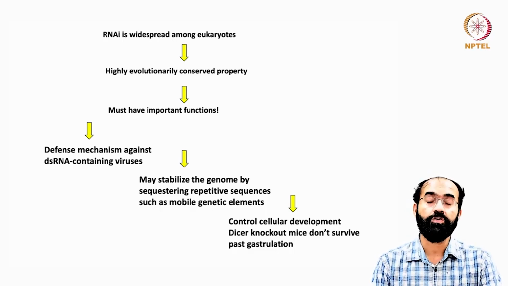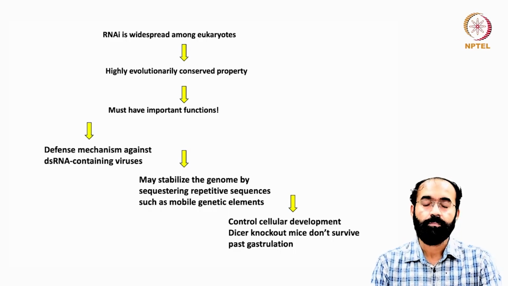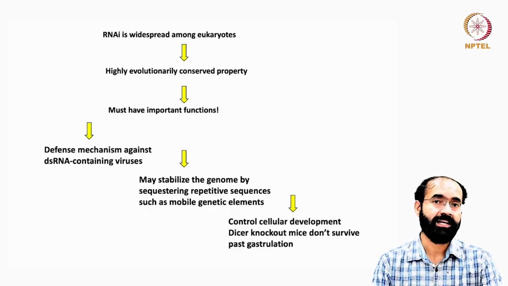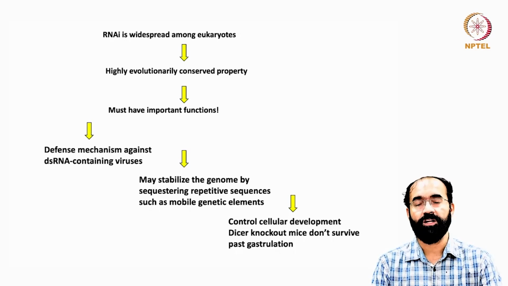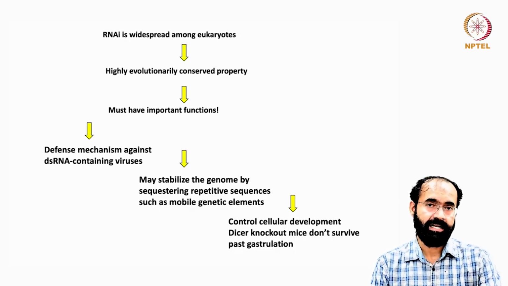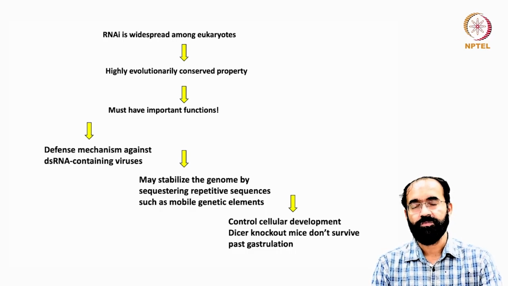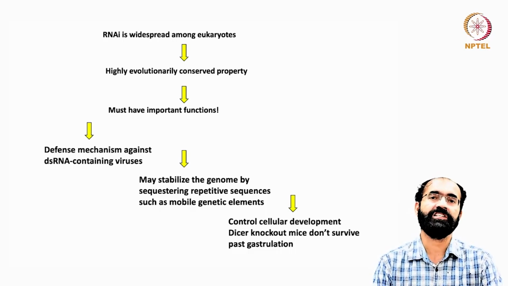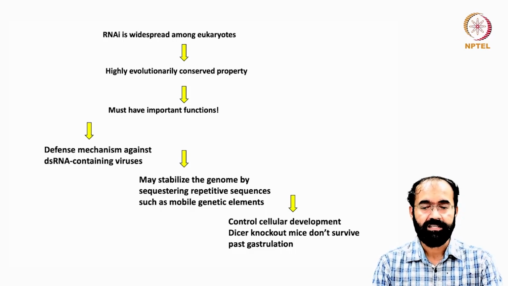Dicer knockout mice don't survive post gastrulation. That itself shows how important Dicer is, because absence of Dicer prevents the formation of tiny siRNAs and microRNAs. So Dicer must be present for microRNA to form. If you knock out Dicer, you do not get the animal surviving beyond gastrulation, which means that at a very early stage of development itself, Dicer is essential.